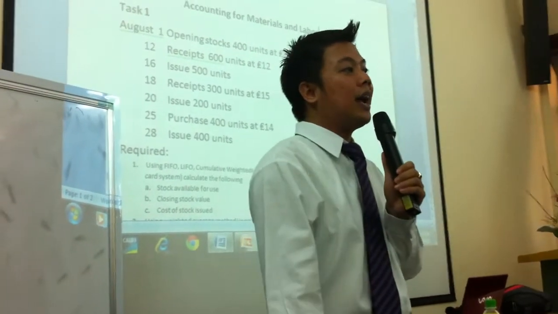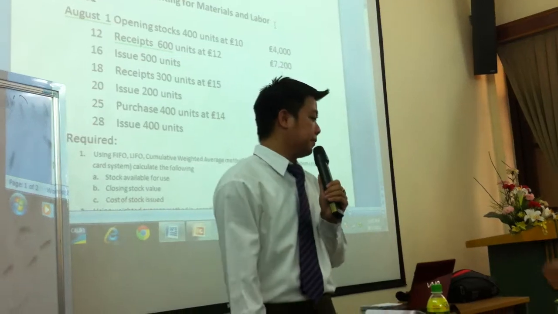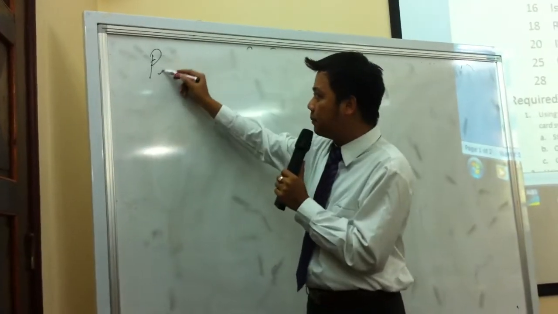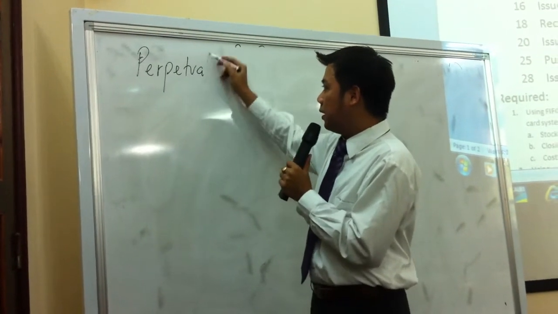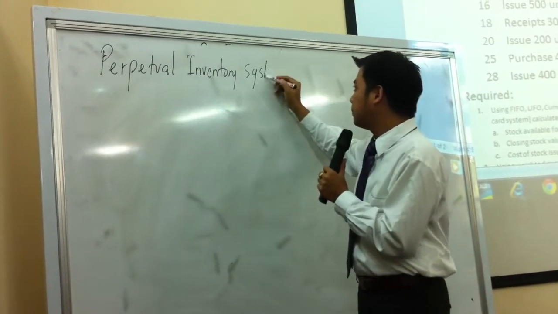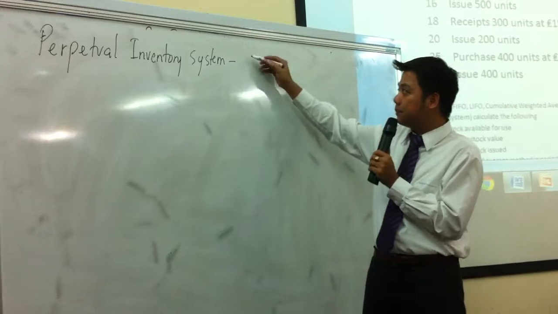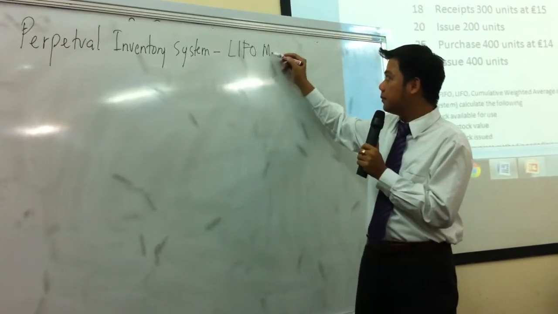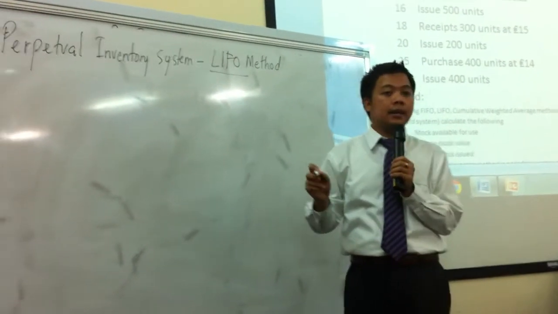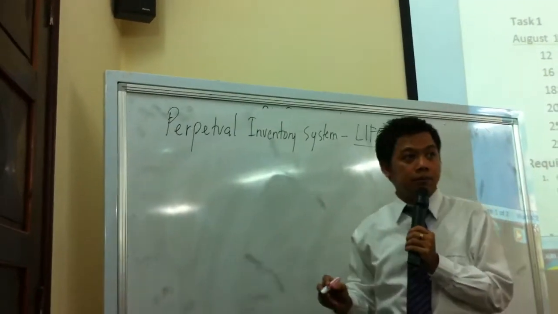Okay, attention class. Your eyes on me, everybody. Okay, our next topic is perpetual inventory system using LIFO method. So when we say LIFO, it means last in, first out. We need to prepare again 3 columns. Okay?